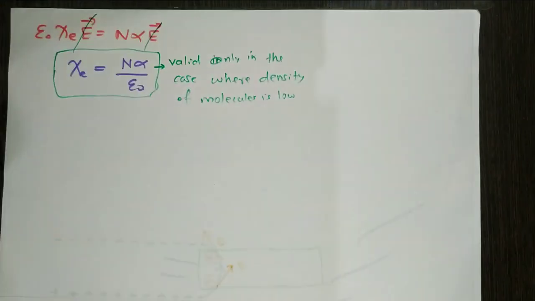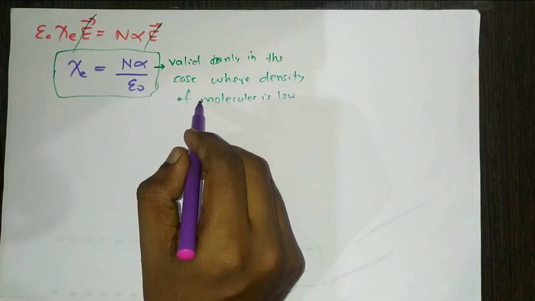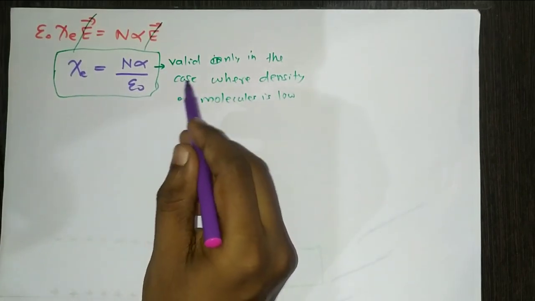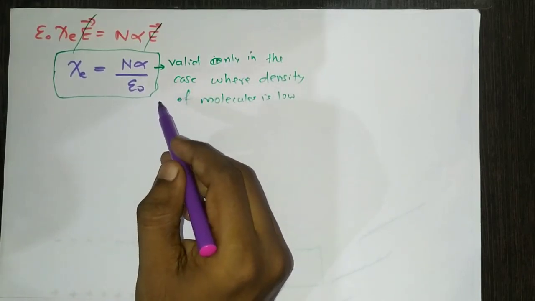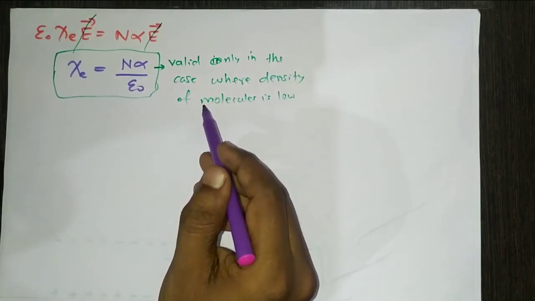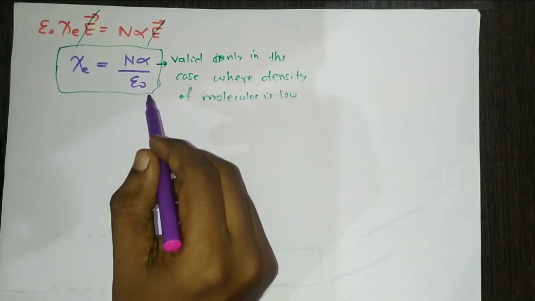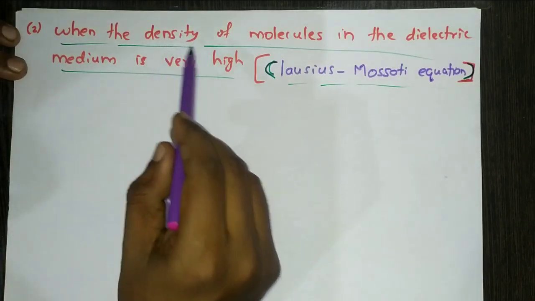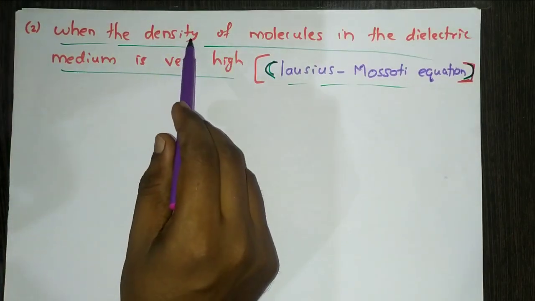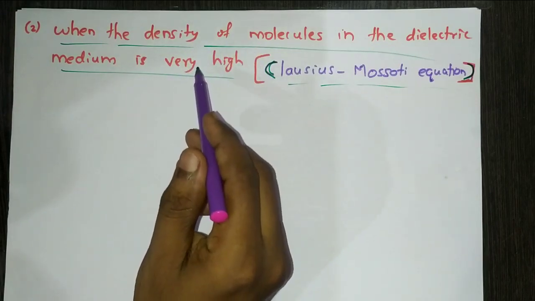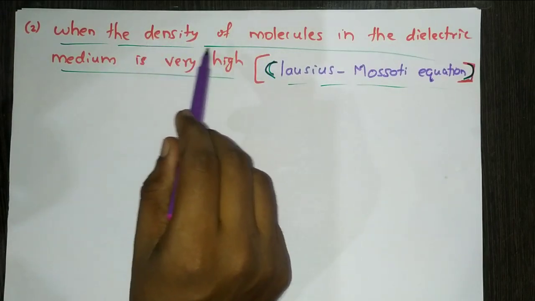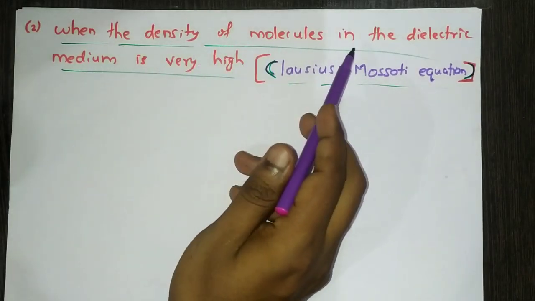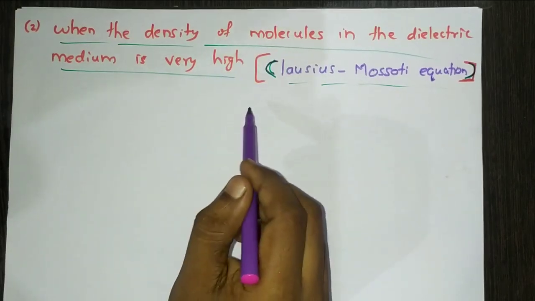Actually, this expression is not a general expression. That is, this expression cannot be applied in all cases. If the density of the molecules in the dielectric medium is very high, then we have to look for another relation. That is the second case. We will derive the relation between the susceptibility chi e and atomic polarizability alpha in the case of a linear dielectric medium having very high density, that is, when the density of the molecules in the dielectric medium is very high.